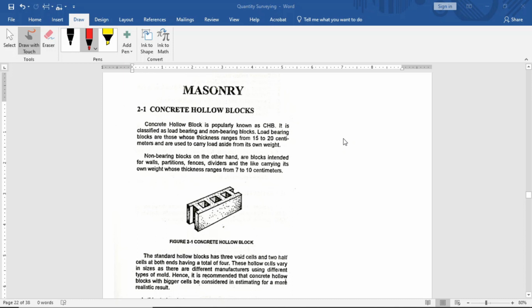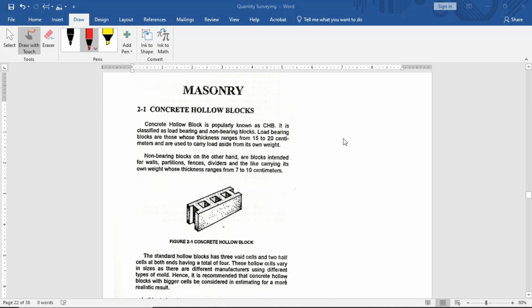It is classified as load-bearing and non-bearing blocks. Load-bearing blocks are those whose thickness ranges from 15 to 20 centimeters and are used to carry load aside from its own weight. How about non-bearing blocks? Non-bearing blocks, on the other hand, are blocks intended for walls, partitions, fences, dividers, and the like, carrying its own weight, whose thickness ranges from 7 to 10 centimeters.